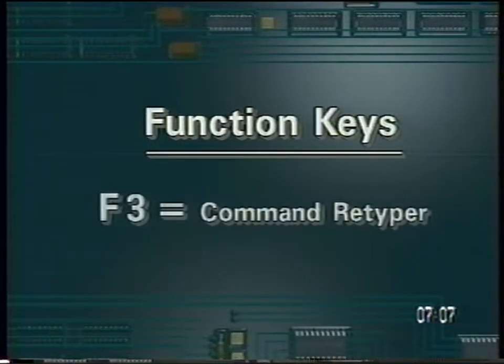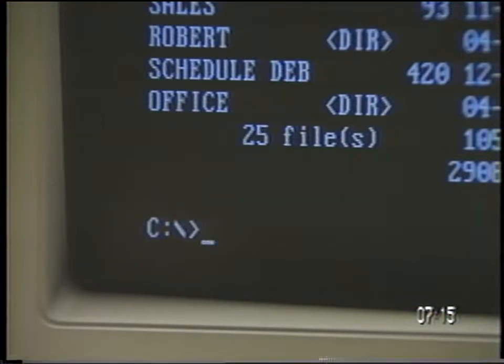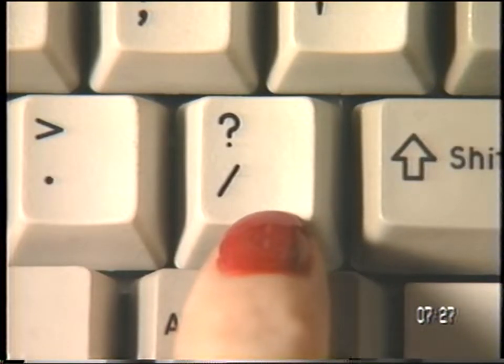F3 is the command retyper. F3 remembers the last command entered and retypes the command at the DOS prompt. For example, to retype the last command we entered, we simply press F3. Now we can easily add the pause switch. First, we type a space, then a slash. The slash is on the lower right side of the keyboard, on the question mark key.